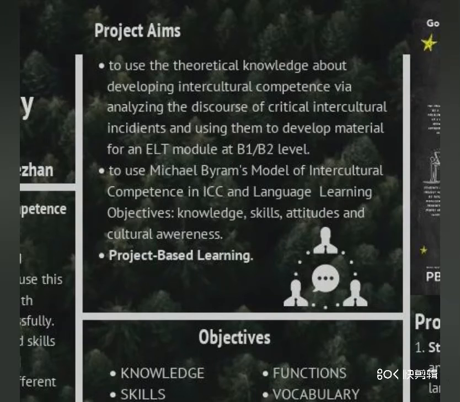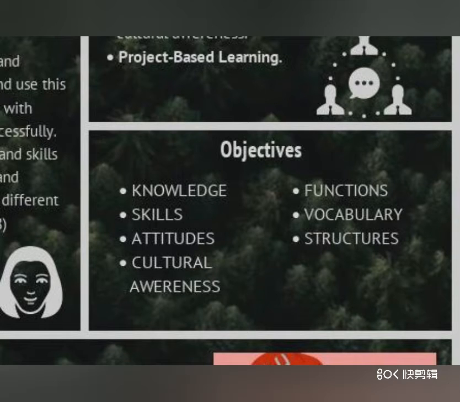In this project, we aim to use theoretical knowledge about developing intercultural competence while analyzing the discourse of critical intercultural incidents, and use them to develop material for an ELT model at B1, B2 level. Next is to use Michael Byram's model of intercultural competence in ICC and language learning objectives such as knowledge, skills, attitudes, and culture awareness. Talking about objectives, there are two types: language objectives and ICC objectives.